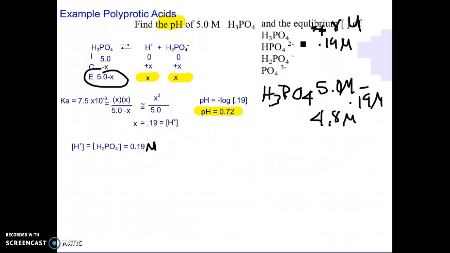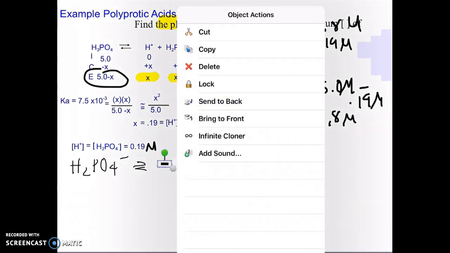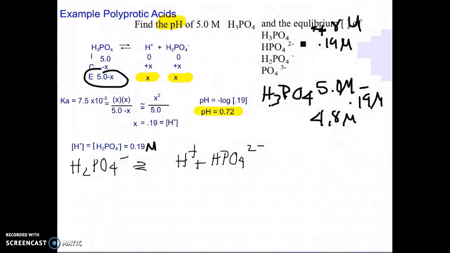Okay, so now I would have to calculate the H2PO4 minus concentration, and that will come from the fact that, let me just hit pause here for a second and I'll be right back. Okay, I had to pause there because I had to write the second dissociation reaction that's happening here. And so here it is. The H2PO4 minus is going to dissociate into H plus plus HPO4 2 minus.